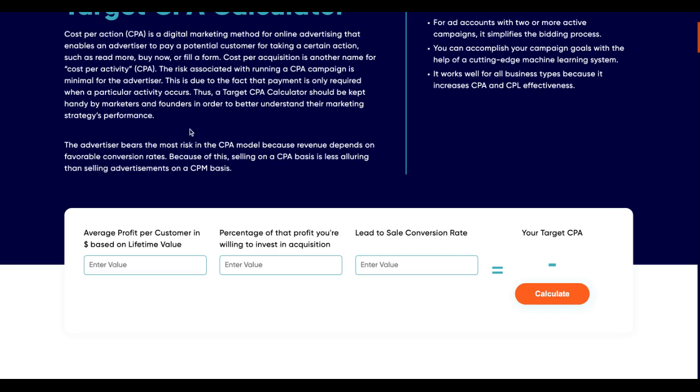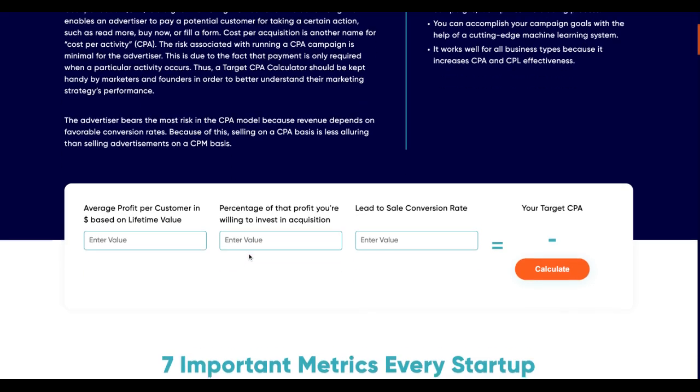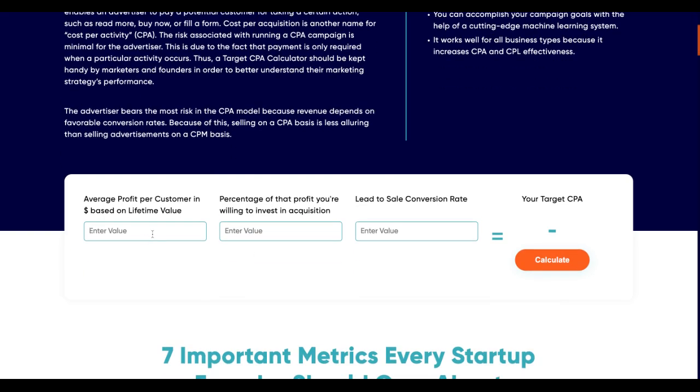So this calculator will help you determine your CPA based on your average customer profit and your desired return on investment. So let's look at an example. Let's say your average profit per customer is $50 based on lifetime value. Then investment in customer acquisition, let's say 20%. So it is your willingness to spend 20% of the profit on the acquisition, and then is lead to sale conversion rate. Let's say it is 5%, only 5% of leads convert into paying customers.